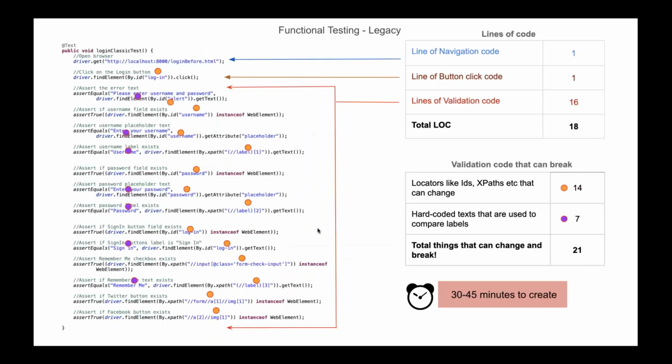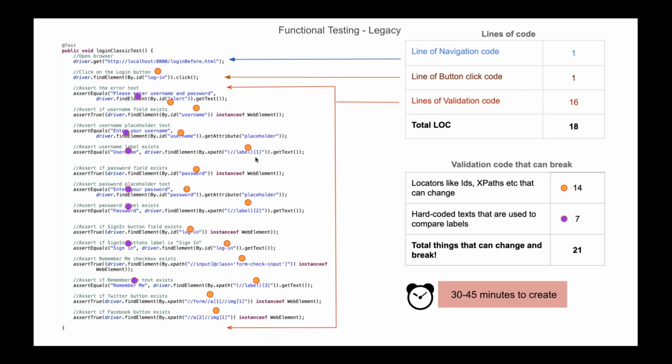Now, if you look at the actual code of how you would write it, this is Selenium Java code. Let's go through this code line by line so you understand exactly what's going on here. The first line uses Selenium to open the app itself, and the second line again uses Selenium to click on the login button. So you have a line of navigation code and a line of button click code.